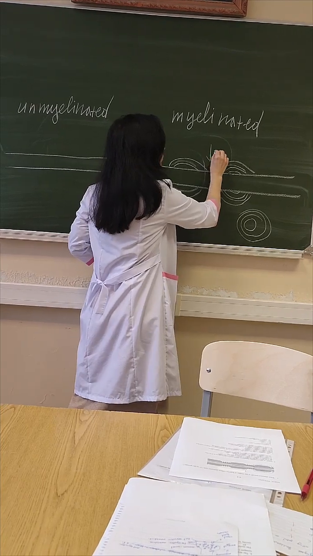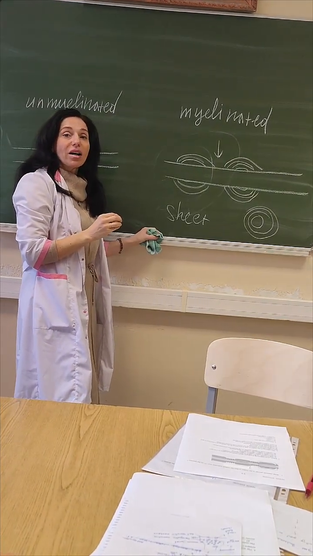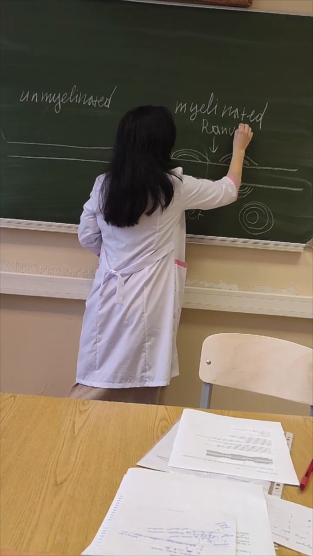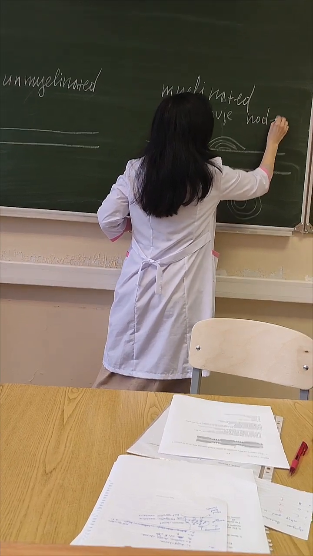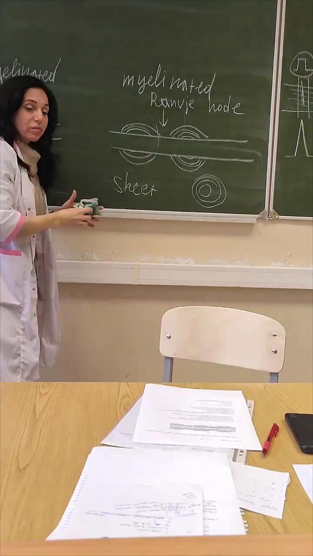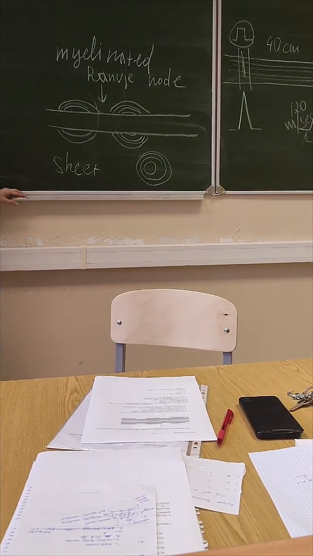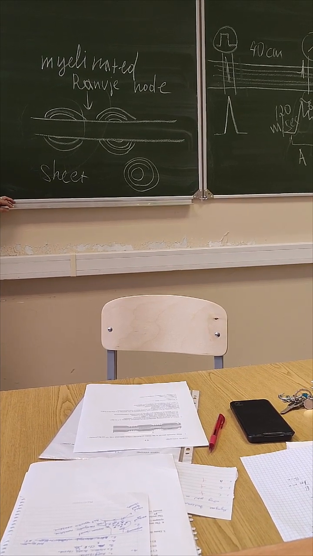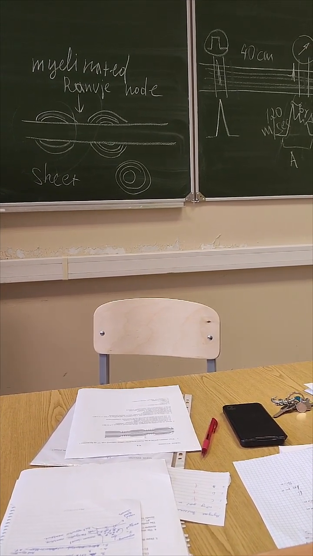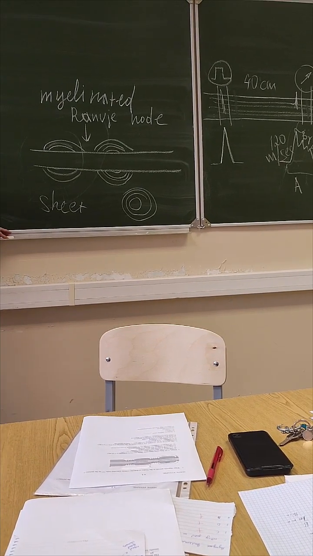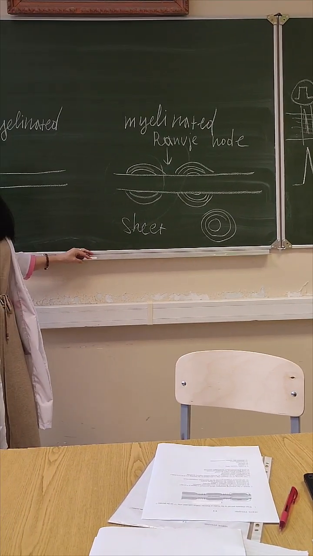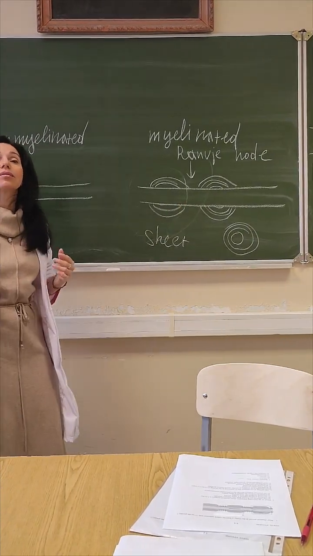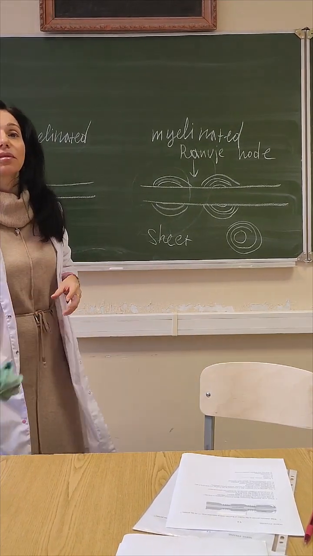It's called Ranvier. Ranvier node. The node of Ranvier is created, and there are spaces between every two cells, an empty space. Antimyelin is responsible for regeneration.